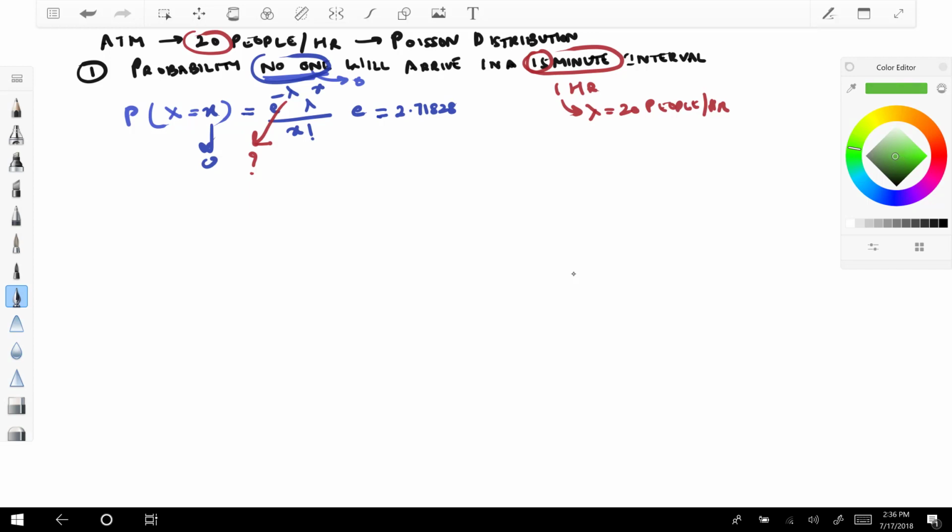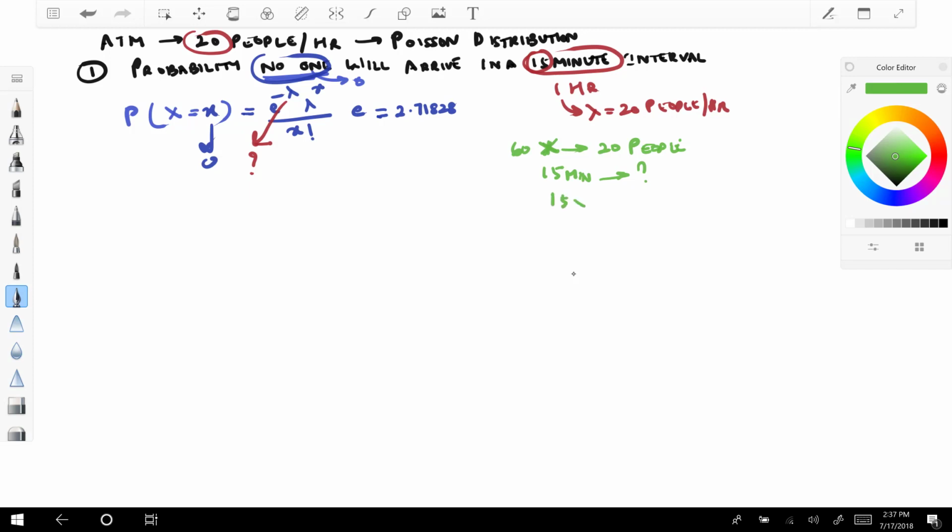our lambda will change. So in 1 hour we have 20 people, and we are asking ourselves how many people will show up in 15 minutes. Instead of 1 hour I will say 60 minutes, so I'll strike the 1 hour out. That means if in 60 minutes 20 people arrive, in 15 minutes how many people will arrive?